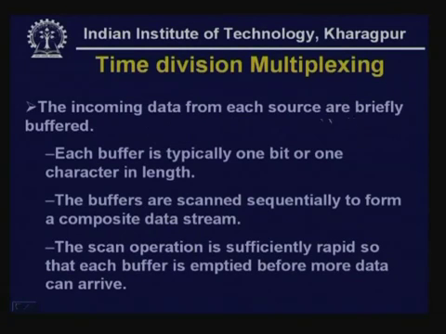However, this will require some kind of buffers. The incoming data from each source are briefly buffered, and each buffer is typically 1 bit or 1 character in length, depending on the interleaving level as I mentioned. The buffers are scanned sequentially to form a composite data stream. So, by sequentially scanning the different buffers, a composite data stream is created, and the scan operation is sufficiently rapid so that each buffer is emptied before more data can arrive.